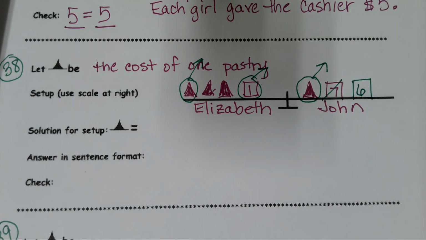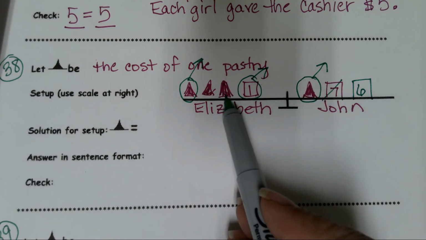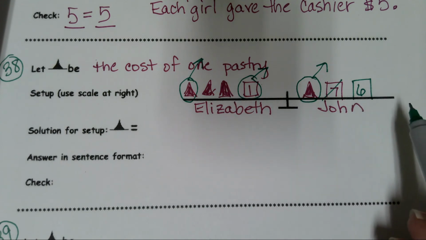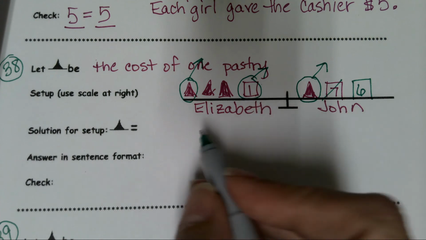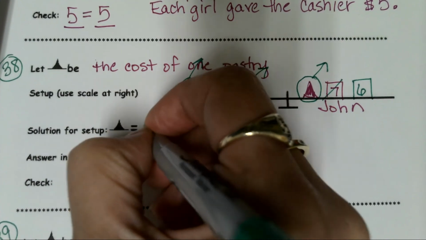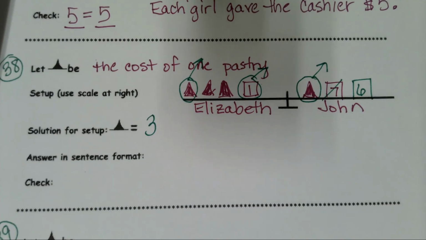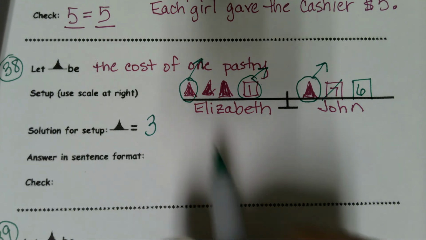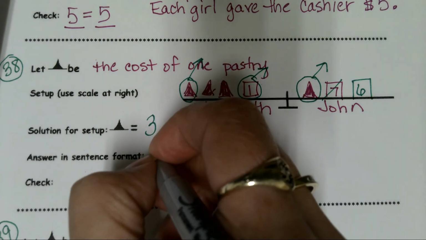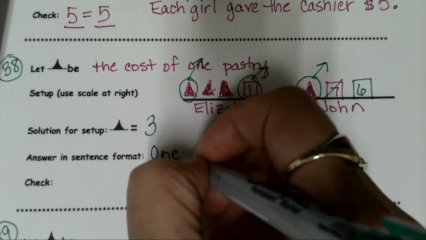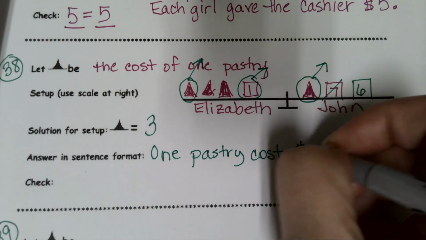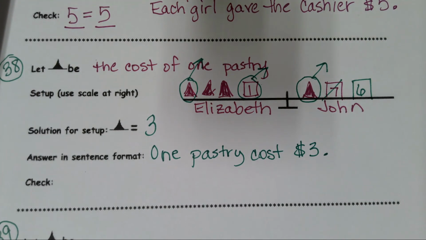So let's look at what's left. We have 2 pawns equals 6. If 2 pawns equals 6, what does 1 pawn equal? 2 times 3 equals 6, or 6 divided by 2 is 3, so our pawn has a value of 3. In sentence format, that means if a pawn is 3 and pawn is the cost of 1 pastry, we would say that 1 pastry costs $3.